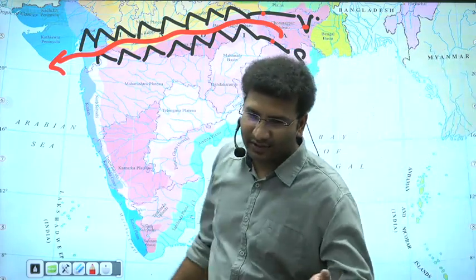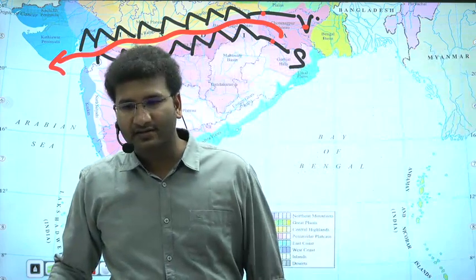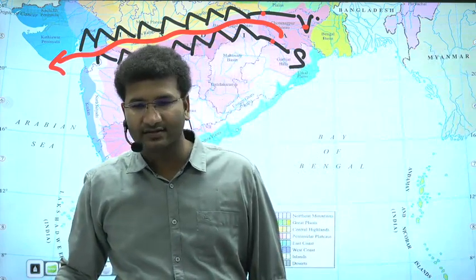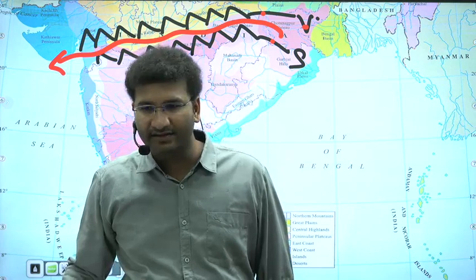Garjat Hills, you can look into your atlas, Mahadev Hills, Ajanta Ranges, Balaghat Ranges, Ajanta Ranges.